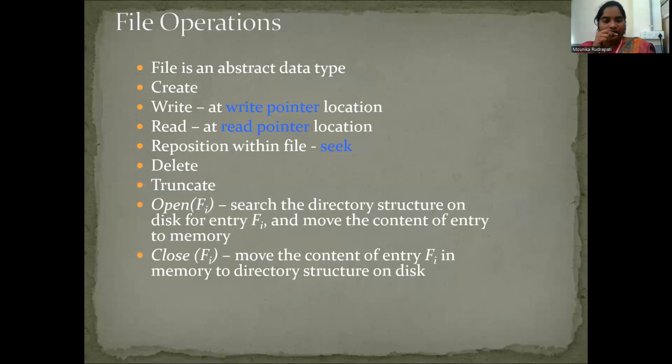Open file Fi means search the directory structure on disk for the entry and move the content to memory. So open means search the directory and move the content. Next, close Fi. The close file operation means moving the content in memory to the directory structure on disk.